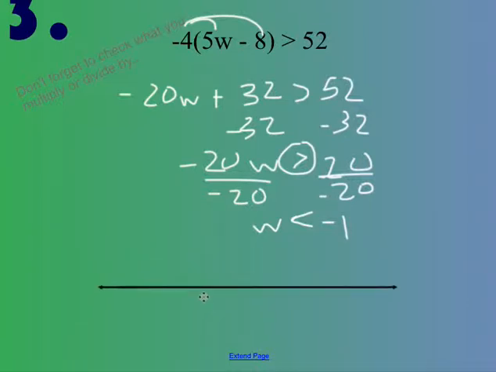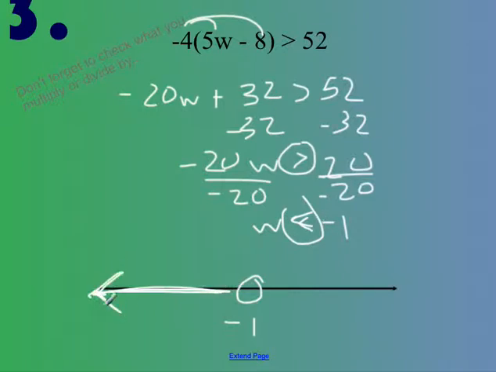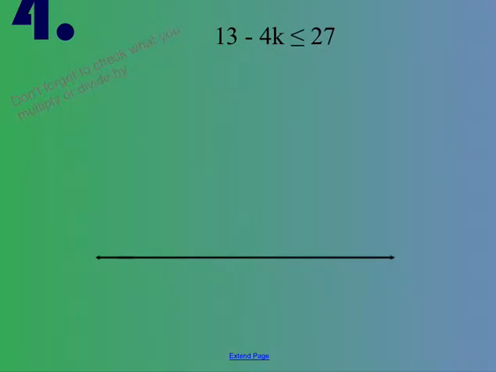Now we want to go ahead and use the number line. Because this is simply strictly less than and not equal to, I put an open circle on the line, and I'm going to label that negative 1. Because the alligator is facing away from the W and it means less than, we want to shade to the left of that negative 1. So we're going to shade to the left. And that's our final answer for number 3. Let's take a look at number 4.